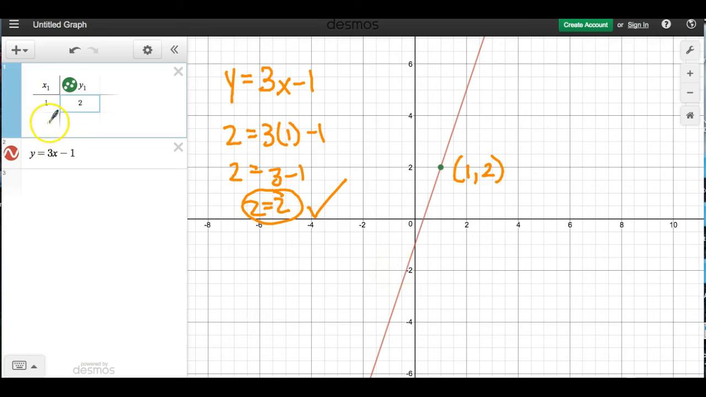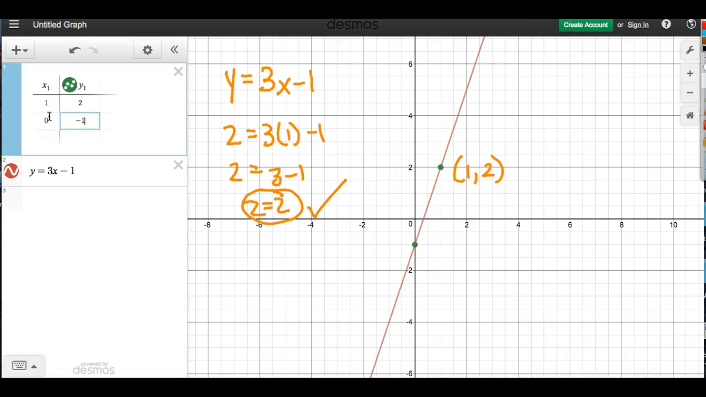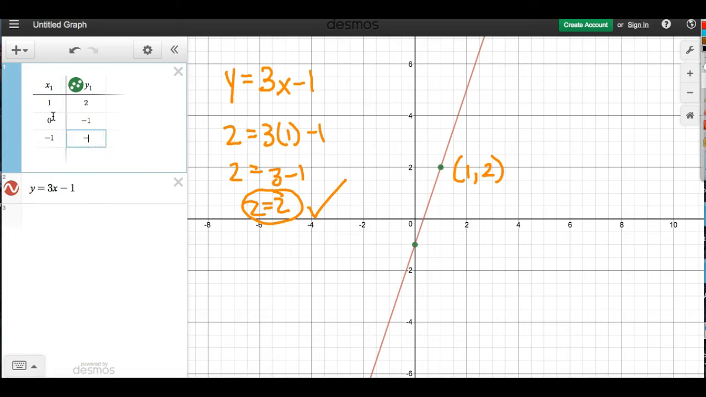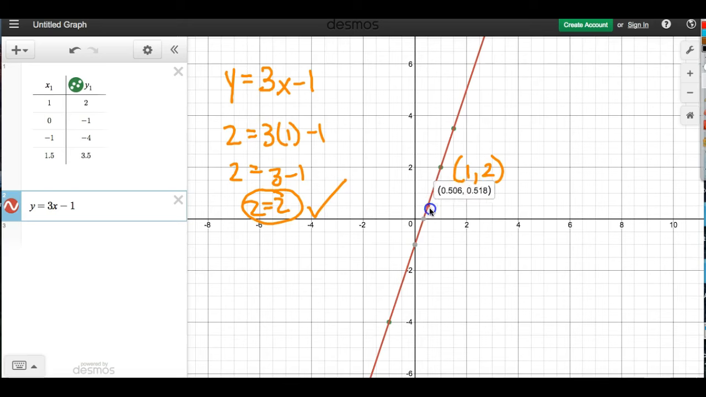Let's throw a few more solutions that would work into our table. How about 0, negative 1? That's on the line. How about negative 1, negative 4? That's on the line. How about 1.5 and 3.5? That is right here. It does not have to be an exact point like this. Every single point on this line will work. If I click on this, you see all those crazy numbers in there? As long as it's on the line, that's going to work in my equation.